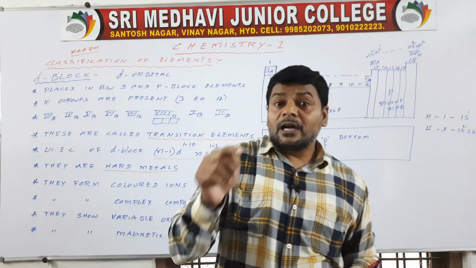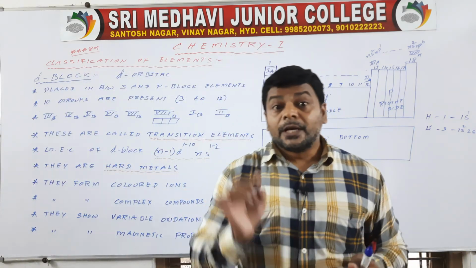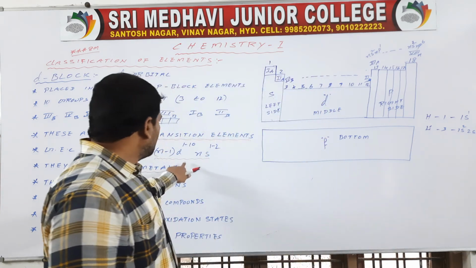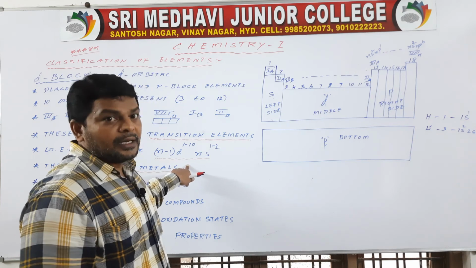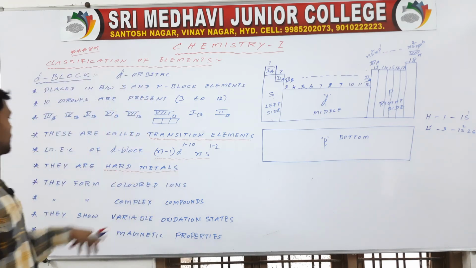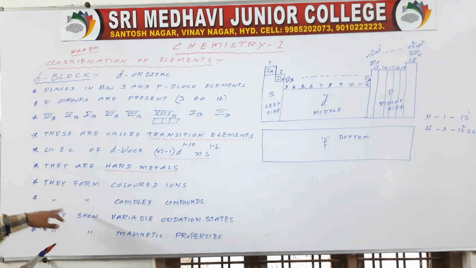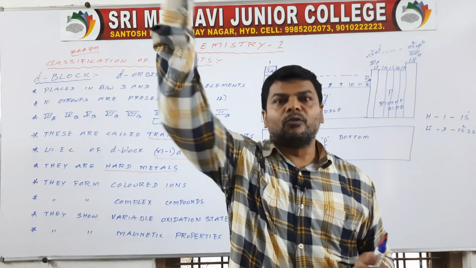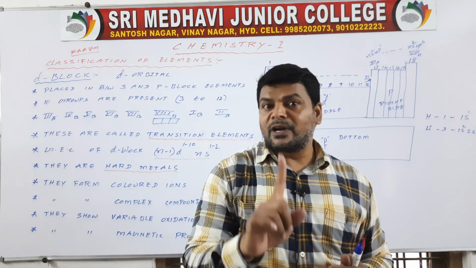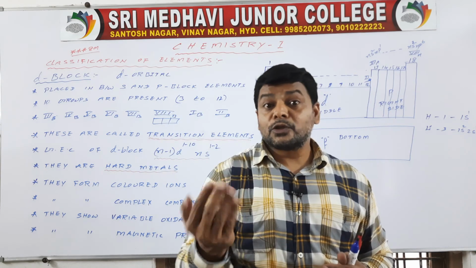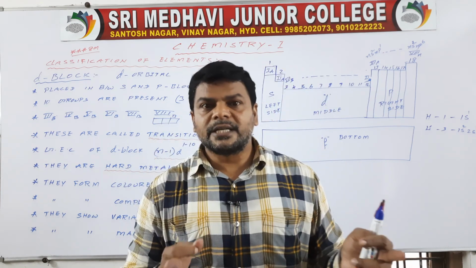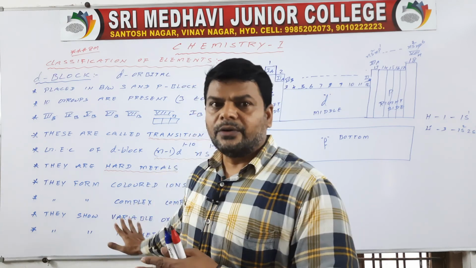Why do d block elements have typical properties? Due to presence of unpaired electrons, means single electrons in the d subshell, d orbital. So they form colored ions, they form complex compounds, they show variable oxidation states. Variable oxidation states means more than one. If the atom shows more than one oxidation state, then that is nothing but variable oxidation states. What oxidation states are, we are going to discuss. Just know the typical properties.